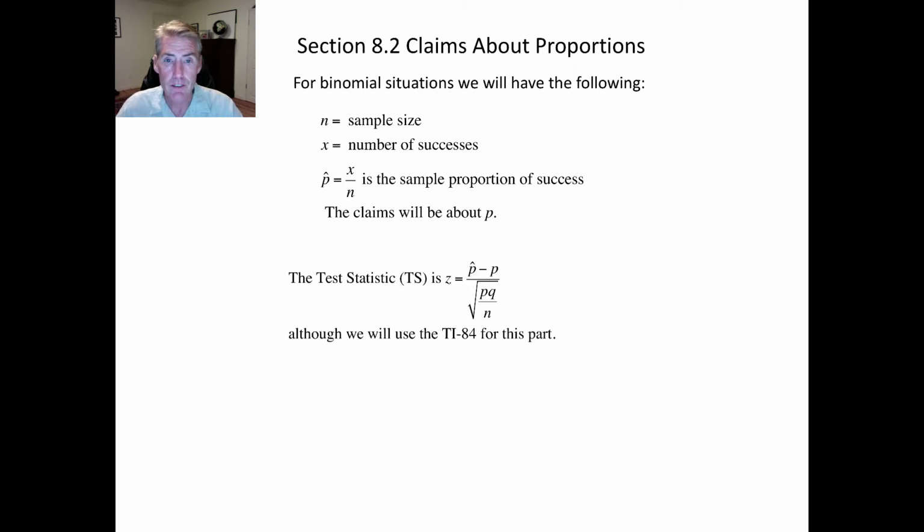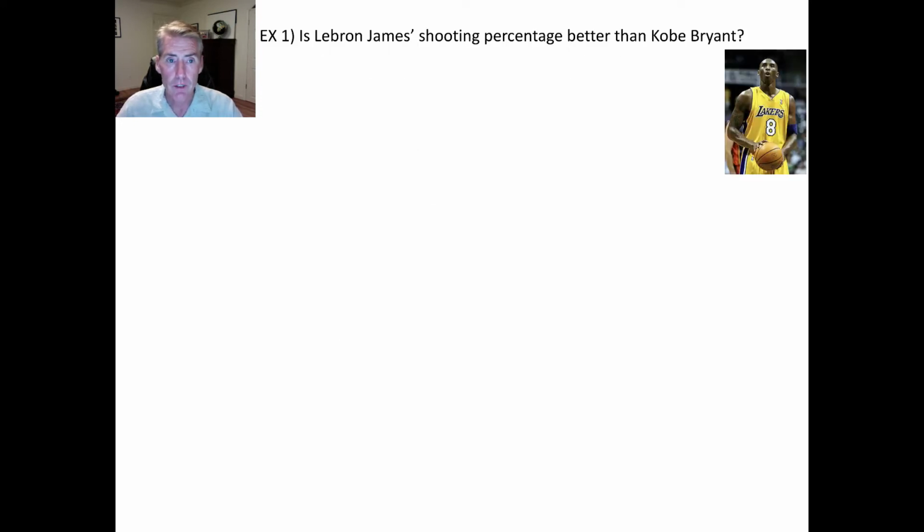So the test statistic, if you like to use the formula, is right here: p hat minus p divided by the square root of p, q divided by n. Or you can use the TI-84. And since it is a z, that means that we're using table A2 for the critical values. All right, the first example.